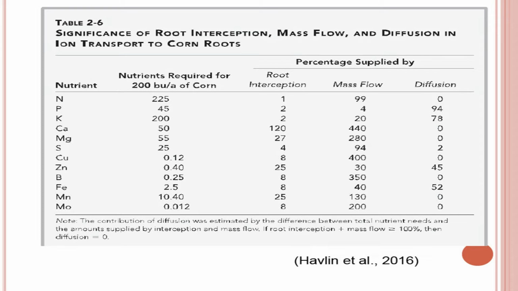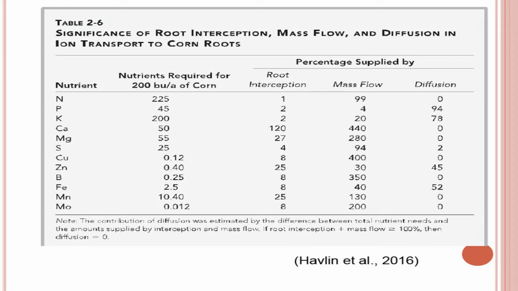The clear message here is that most of the nitrogen moves to the plant root by mass flow. You must remember this fact. Second fact, most of the phosphorus moves to the plant roots by diffusion. In this case only 2% is by root interception and about 4% is by mass flow and 94% is by diffusion. So, phosphorus mostly moves by diffusion. Number 3 is your potassium.